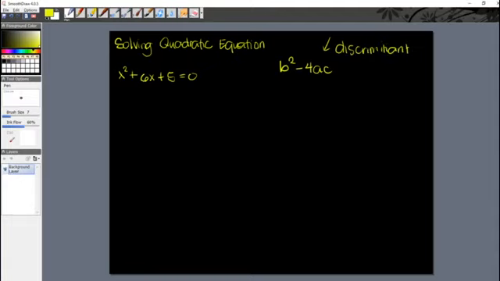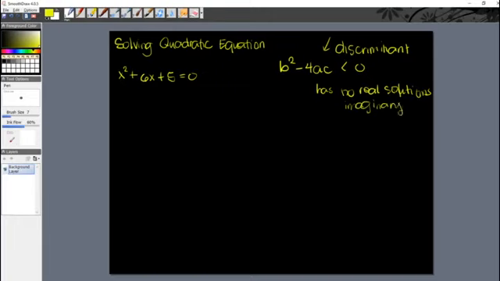The discriminant would tell you that if this value is less than 0, this means the quadratic equation has no real solutions. Technically, you would get an answer or x value which is an imaginary number.